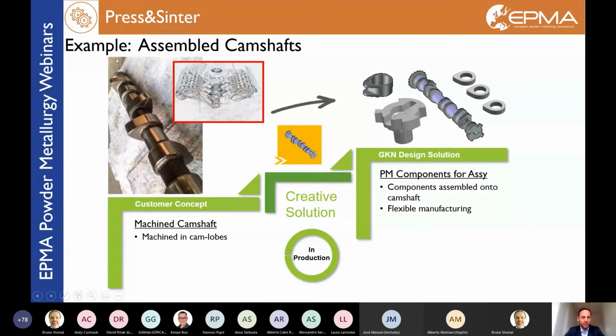Another example is the camshaft, where the die cast version has fully machined cam lobes, and with PM technology we can compact every component's single parts, and after that they are fitted onto a tube. Even there, there is an added value for the customer with our technology, very precise.